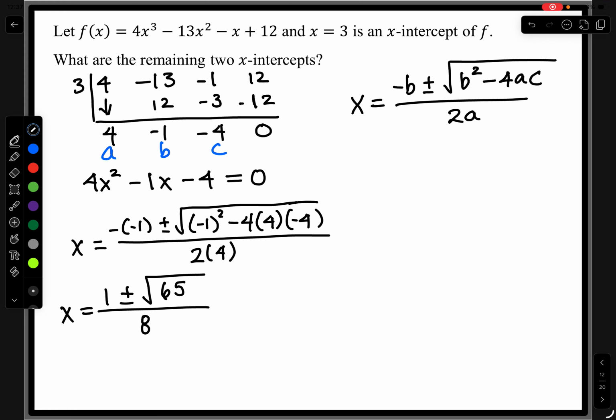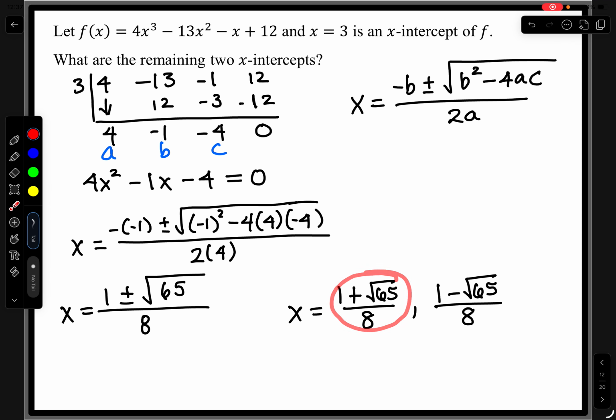So the other two places where the graph is going to touch the x-axis are at x equals 1 plus the square root of 65 divided by 8, and 1 minus the square root of 65 divided by 8. And I'm glad that I jumped straight into this and did not try to factor this, because these are going to be irrational. The square root of 65 is going to become a decimal value, an irrational number. So this was not going to be factorable.